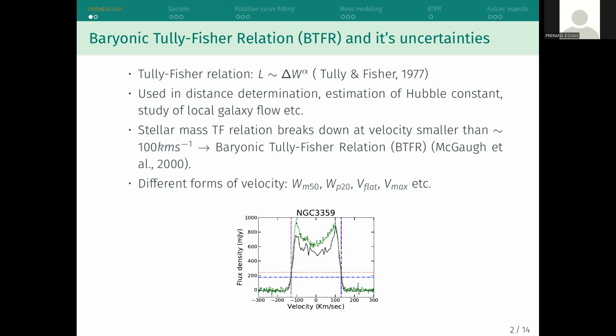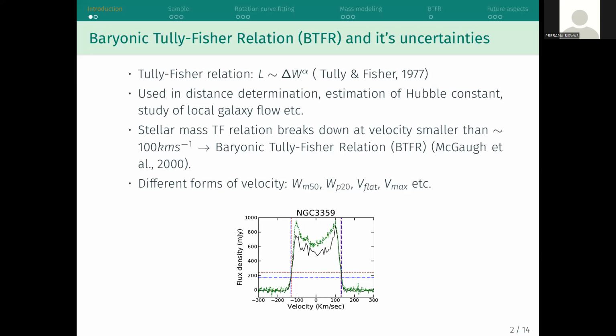Now, in 2000, McGaugh et al. discovered that this relation breaks down for velocities smaller than 1,000 km/s. What happens is that this regime is dominated by the gas-rich dwarf galaxies, in which the cold gas mass is comparable to or even sometimes larger than the stellar mass.